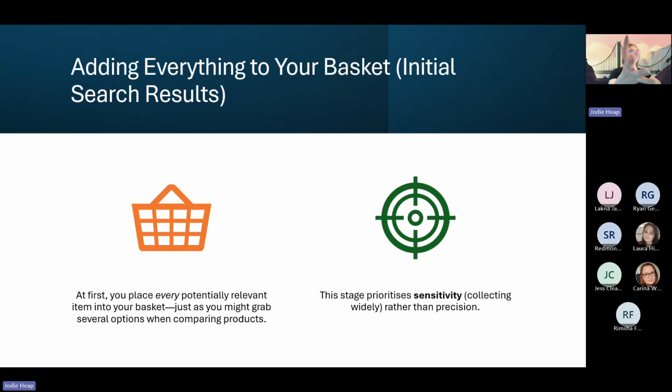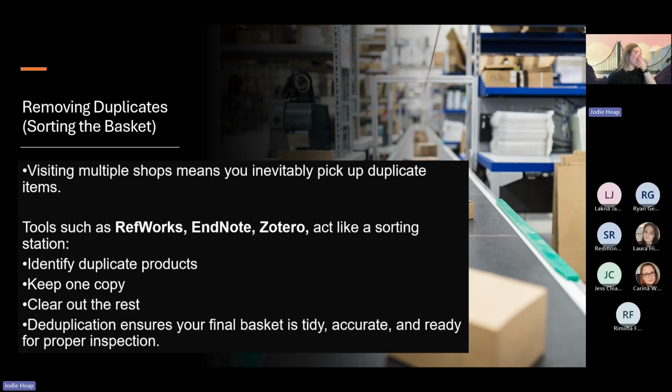So we're going to go to the databases, anything that is applicable, we're going to pop it in our basket. And at this stage, what we're really doing is being hypersensitive. If it meets some or most of our criteria, we can pop it into the basket and we can filter it out later. So we're looking at collecting widely rather than precision at that initial scoping search stage.